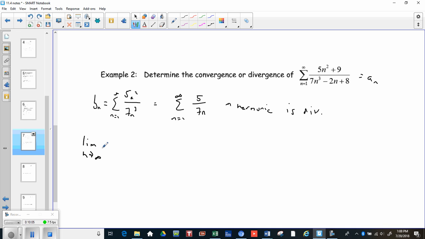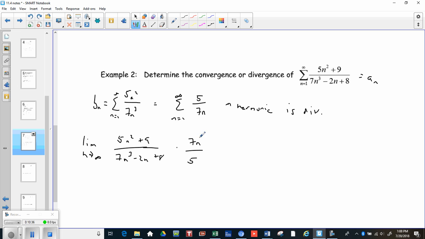Now I'm going to start taking a little bit more shortcuts here. Instead of dividing this one by this one, I'm going to take this one right here and multiply it by the reciprocal of this one, because that's what division of these fractions is. So this will be 5n squared plus 9 over 7n cubed minus 2n plus 8 times the reciprocal of this one, which is 7n over 5.